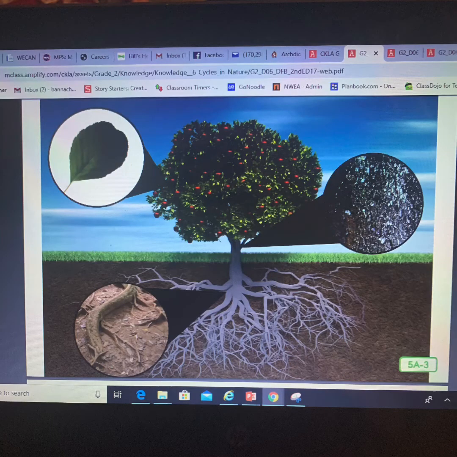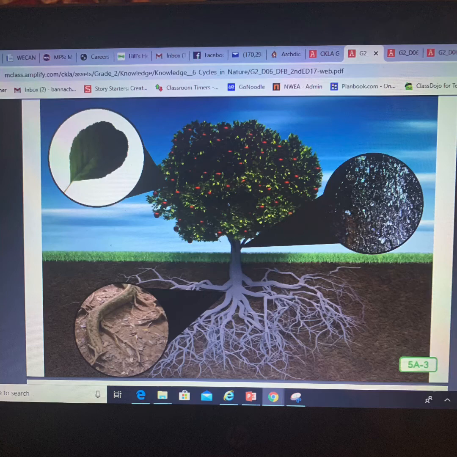Let's review the different parts of a tree. Do you remember what the main stem of a tree is called? The main stem of a tree is called the trunk. All the branches of the tree grow out of the trunk. The leaves grow on the branches. The roots hold the tree in the ground.